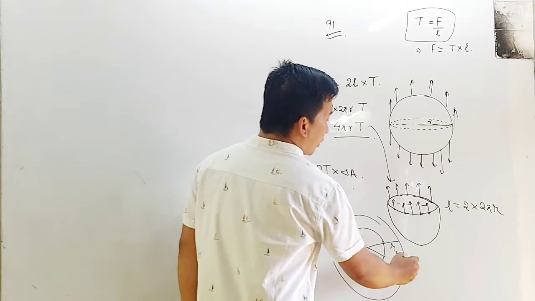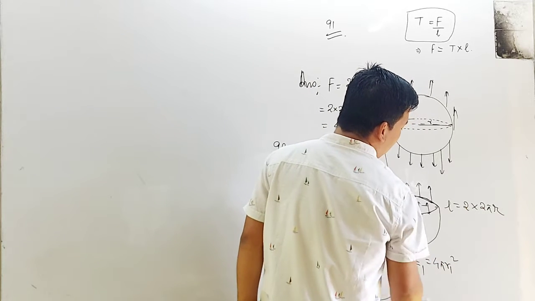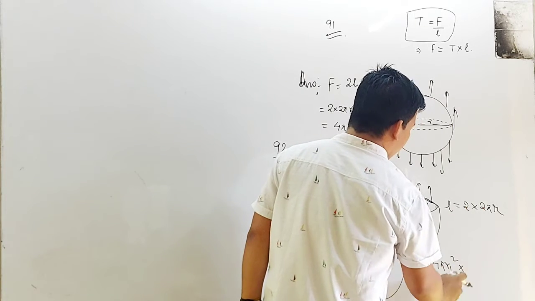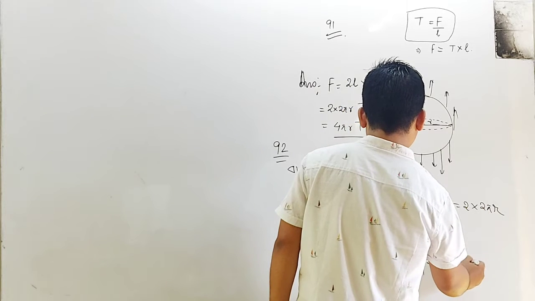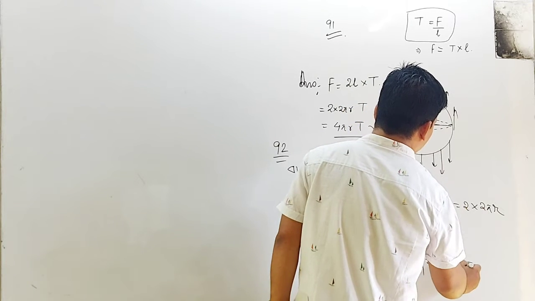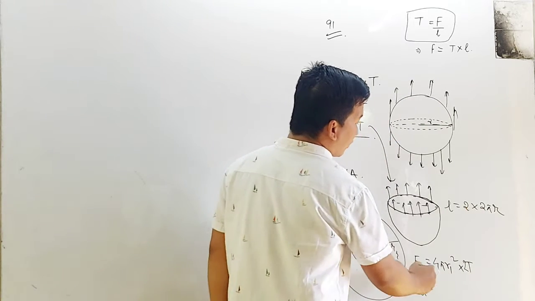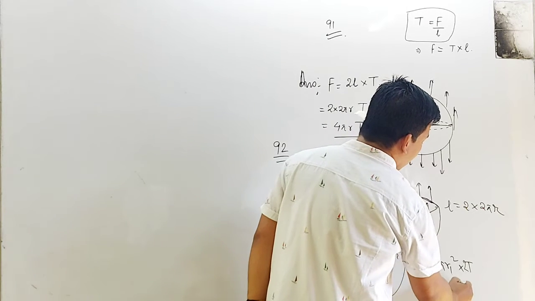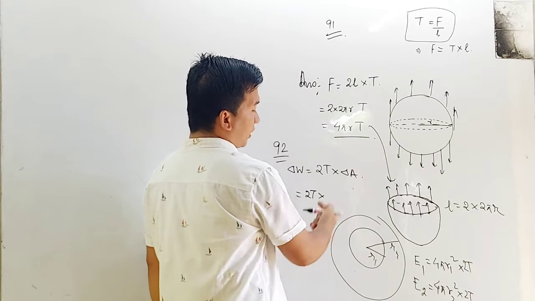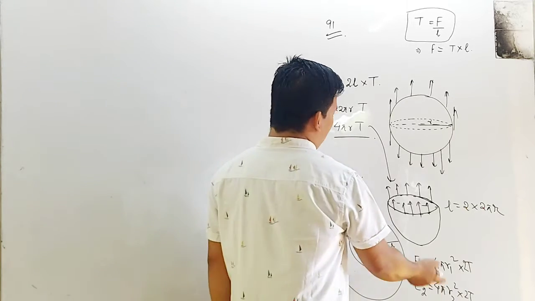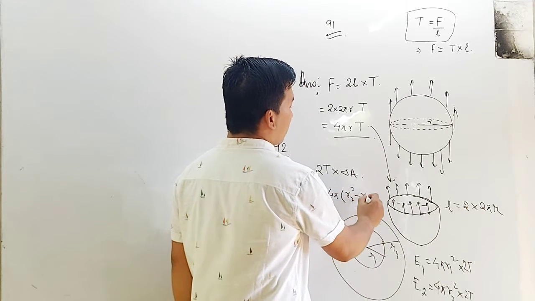Your energy E1 will be equal to 4 pi R1 square into 2T. And what about E2? What is the area? Area will be 4 pi R2 square into 2T. Here 2T is already included. What is the change in the area? Change in the area will be 4 pi into R2 square minus R1 square.